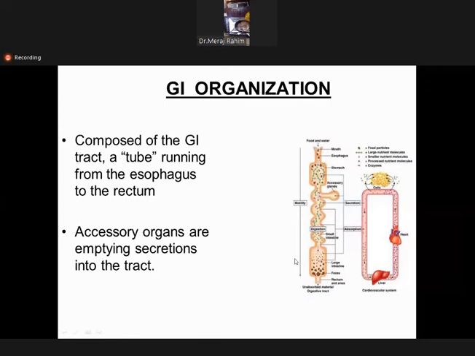And then with this GIT, we have got some accessory organs attached to it, such as the liver, which is a very important accessory organ, and this is the liver. And then we have also got the pancreas, and the pancreas has also got enzymes. So the accessory organs are the gallbladder, the pancreas, and the liver.